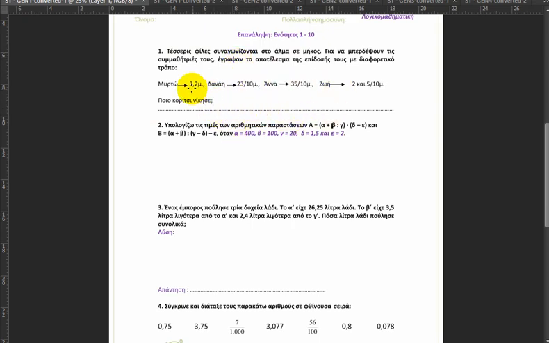Okay, so here we're being asked which one of these is greatest: 3.2, 23 tenths, 35 tenths, or 2 and 5 tenths. 2 and 5 tenths is the same as 25 tenths. This is 32 tenths. Okay, so 35 tenths is the greatest, so this one.